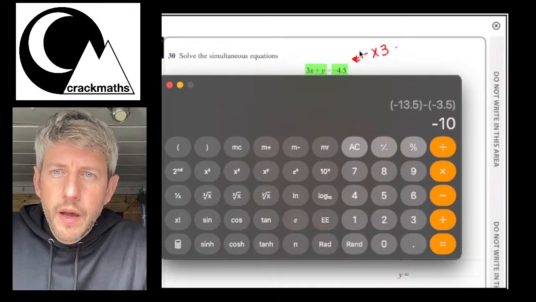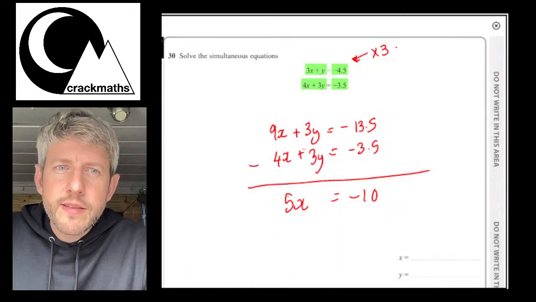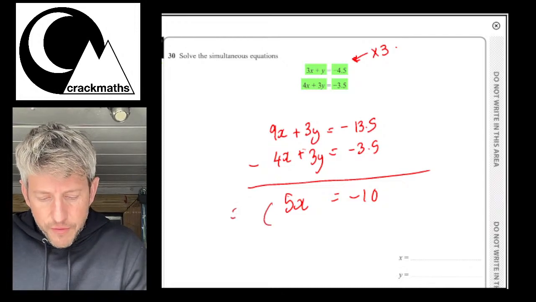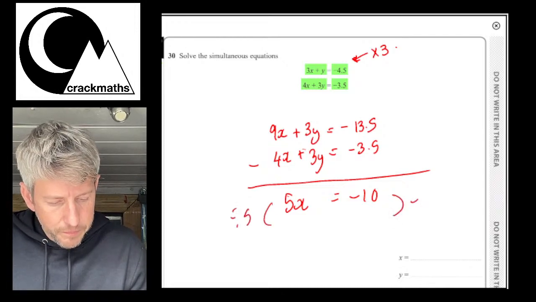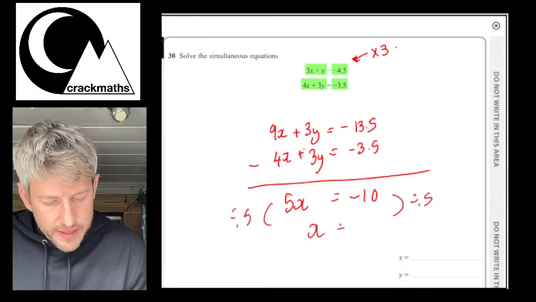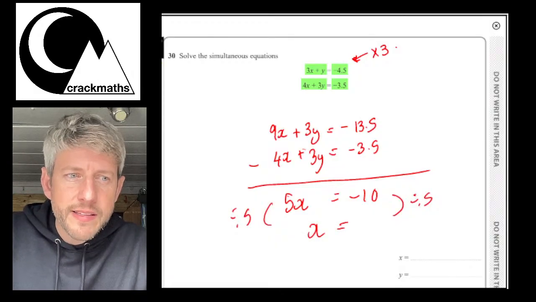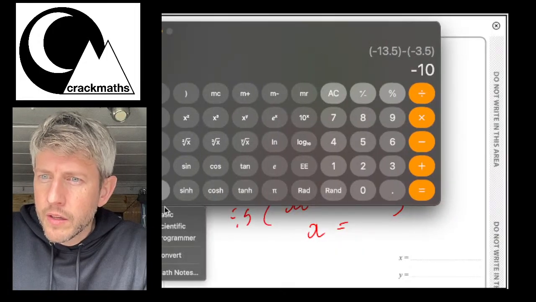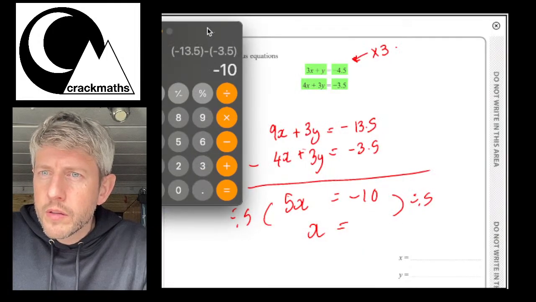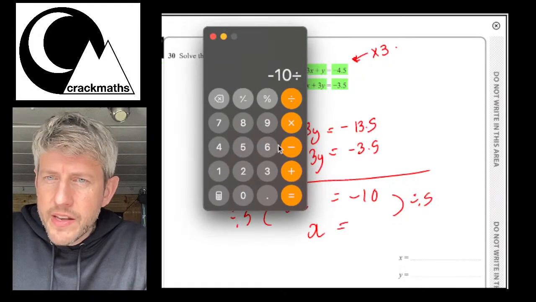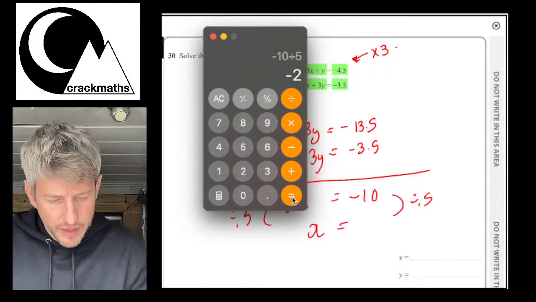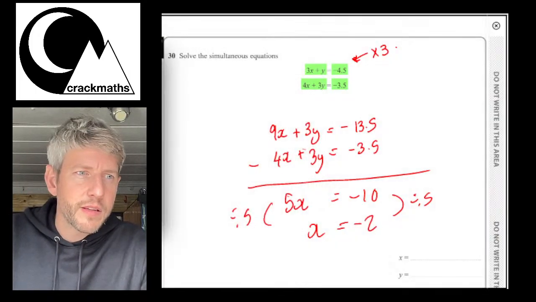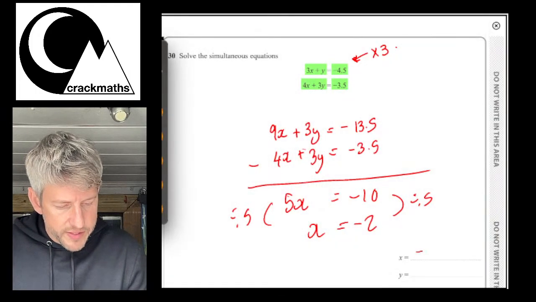So here we go. What I've got now is 5x equals minus 10. Now if I divide both of these by 5, I get x equals, and then again, let's just do the minus 10 divided by 5 on the calculator. Okay. So here we go. We've got minus 10 there, and then just divide that by 5, and that equals minus 2. Right, so we've solved it now for the x. So x equals minus 2.